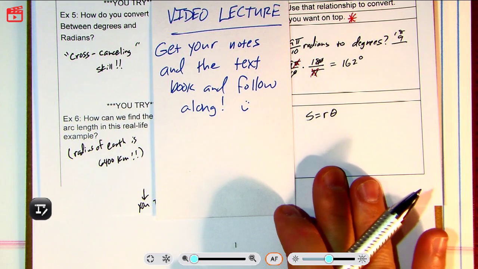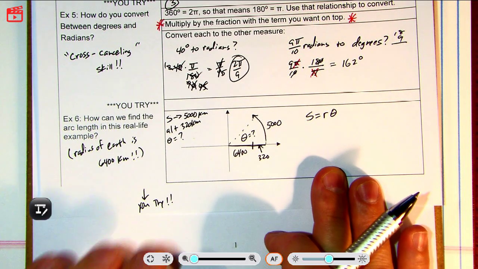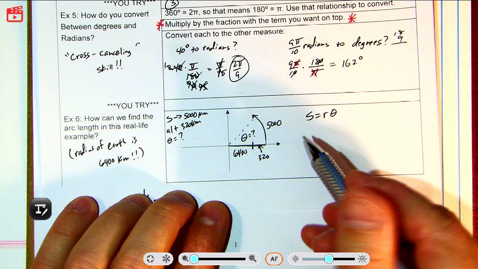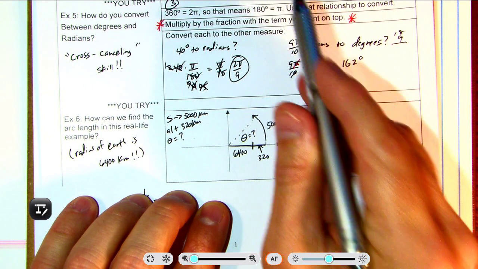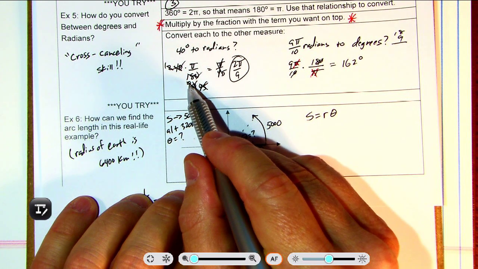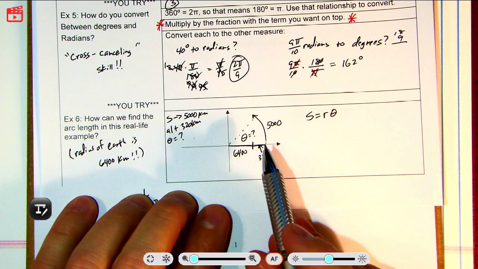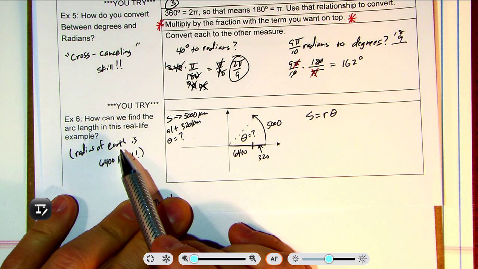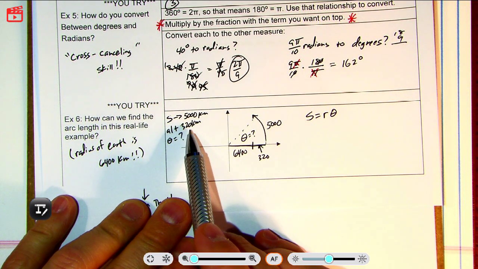Okay, here's a third video for 6-2 part 2. We're going down into example 6, trying to do this in a real life situation using the formula I talked about earlier, S equals R theta. By the way, 18 divided by 2 is 9, not 90, so it reduces down to 2 pi over 9. Sorry about that.